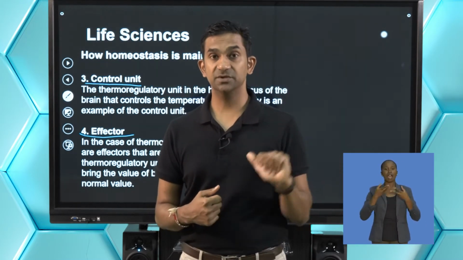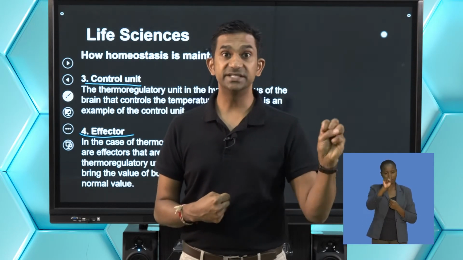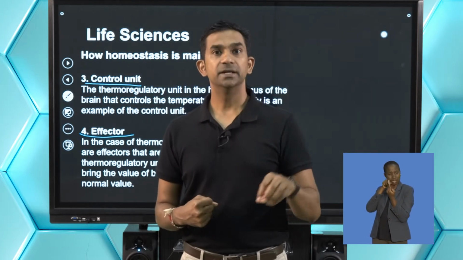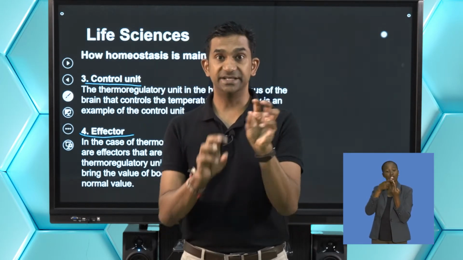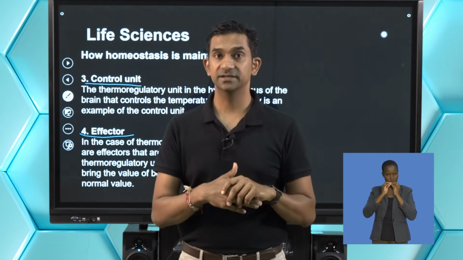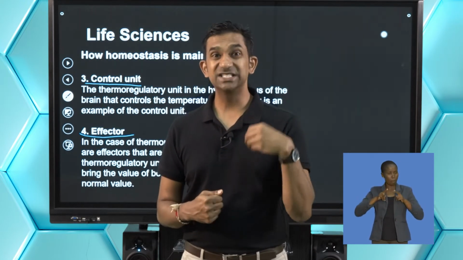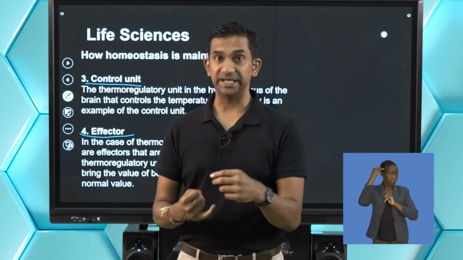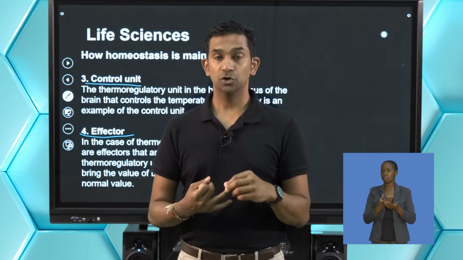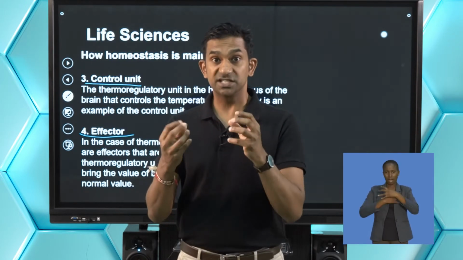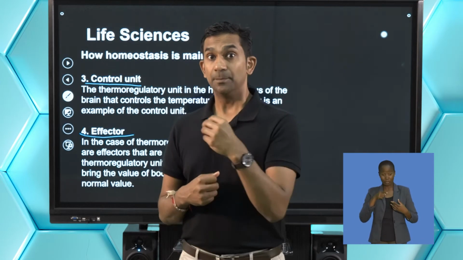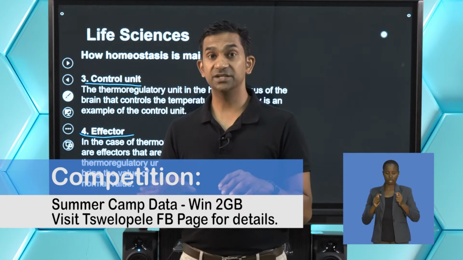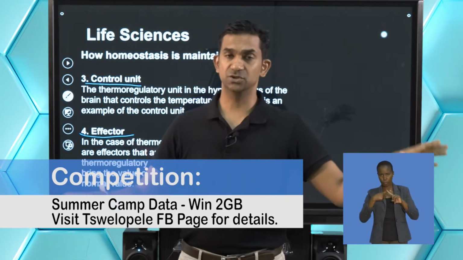So there has to be a stimulus, which is then received by the control unit. The control unit then processes that information, identifies a change from the normal range, and then sends out an impulse to the effector organ. The effector organ could be glands, could be muscles, but could be various other organs that respond to that change and then bring about a change in the opposite manner. And that will then try to bring the balance back to normal.